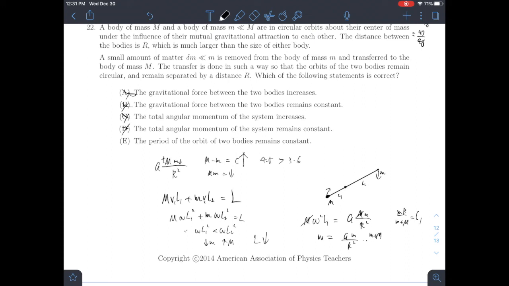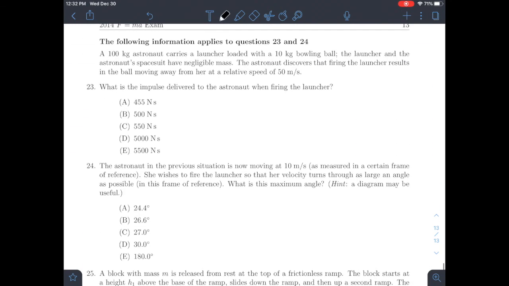We have omega squared is equal to G times m over R squared times M plus m over mR. Cancel all the m, we have G times M plus m over R cubed. So we know that the period is related to omega, and omega is determined by the sum of the two masses. The sum of the two masses doesn't change by moving some m from one to the other, so E is correct. Question number 23. What is the impulse delivered to the astronaut when firing the launcher?